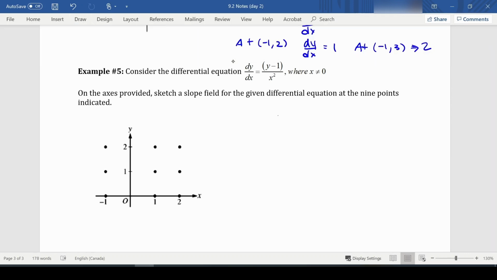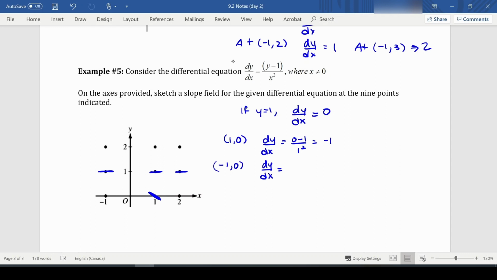So we're told that x cannot be 0, so that means we don't have any points that have been given to us where x is 0 anyways, and we're not going to have any slopes there. But we know that if y is 1, then dy/dx would be 0 because you'd end up with 0 on the top of your fraction. So we can draw those ones in at least nice and quickly. Okay. So then we need to do each other point separately. So at 1, 0, you get 0 minus 1 over 1 squared, which gives us negative 1. At negative 1, 0, because the x is squared, you're going to end up with the same thing. You're going to have 0 minus 1 over negative 1 squared, which is also negative 1.